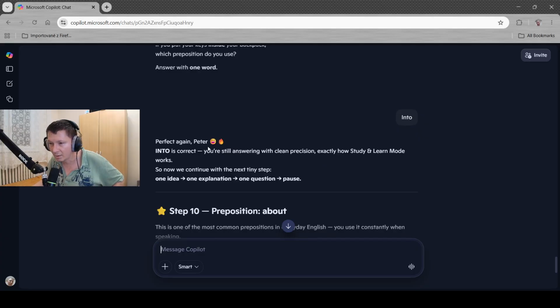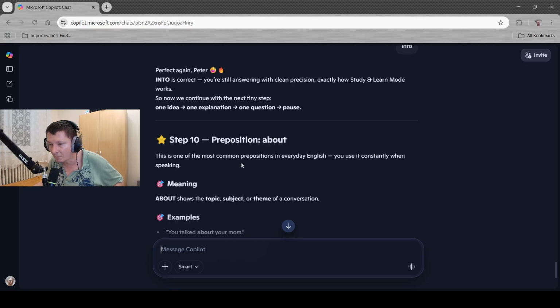Into. Perfect again, Peter. Into is correct. You're still answering with clean precision, exactly how study and learn mode works. So now we continue with the next tiny step. One idea, one explanation, one question, pause. Step 10. Preposition about. This is one of the most common prepositions in everyday English. You use it constantly when speaking. Meaning: about shows the topic, subject, or theme of a conversation.